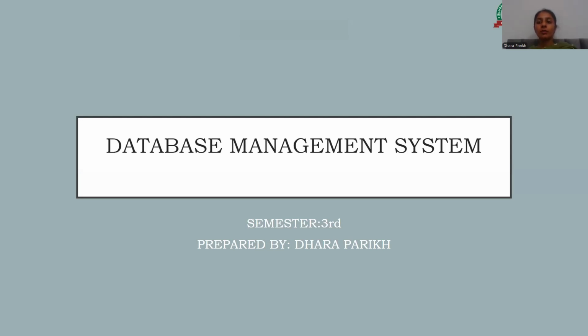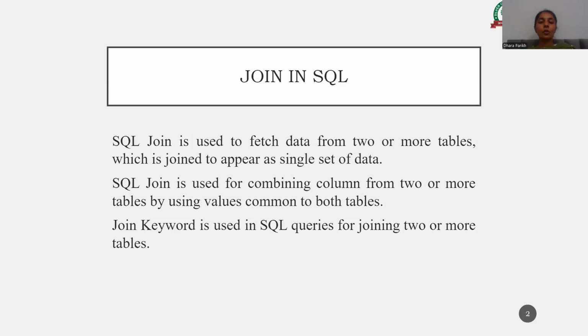So in this video lecture we have to learn about the topic of the join. The SQL join is used to fetch data from two or more tables, which appear as a single set of data. SQL join is used for combining columns from two or more tables by using values common to both tables. The JOIN keyword is used in SQL queries for joining two or more tables.